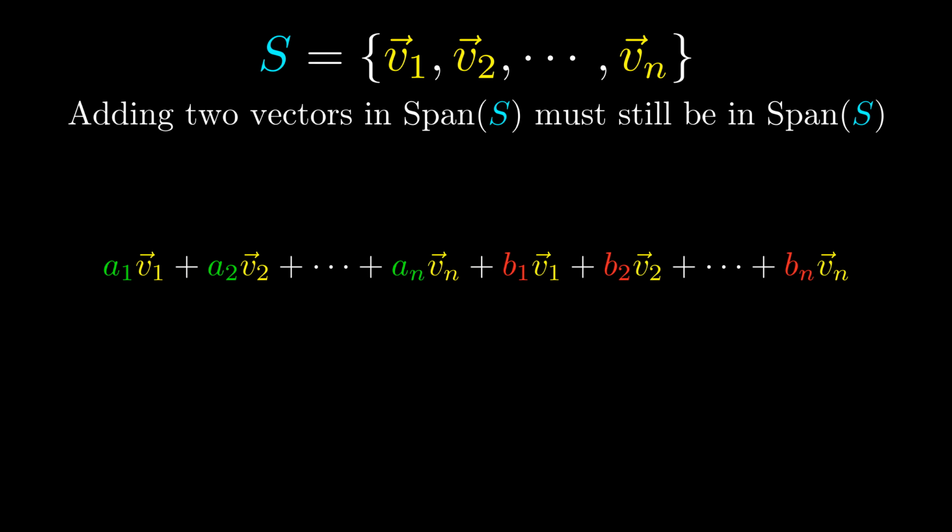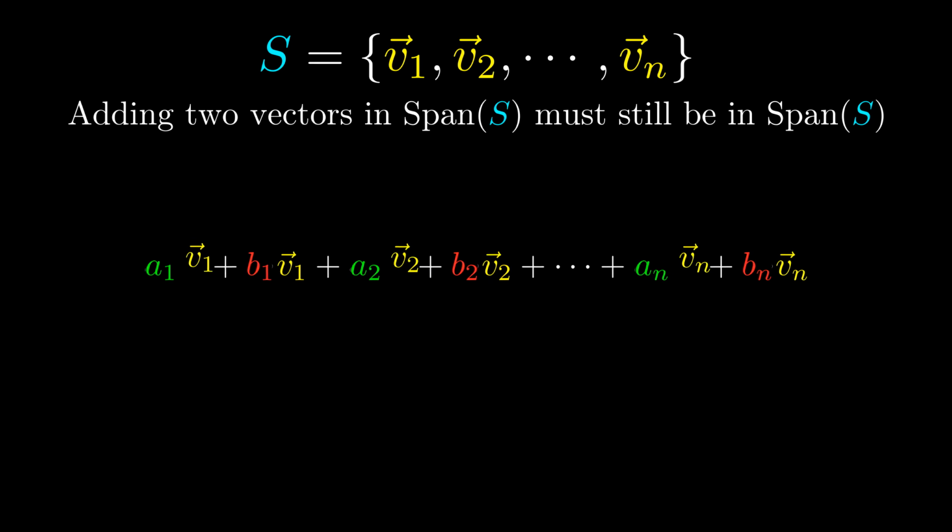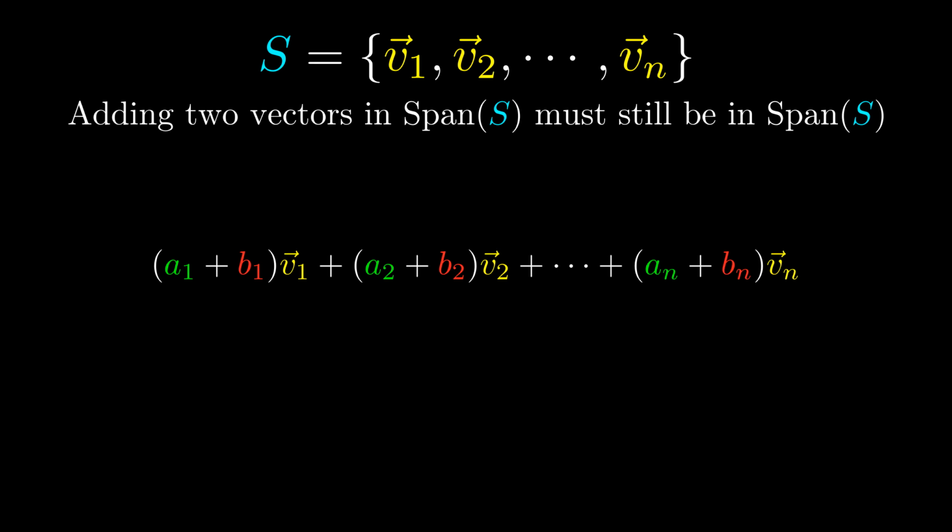To do this, we can rearrange the sum and then factor out each of the v's. At this point, notice that we have the vectors in S, each of them is multiplied by a scalar, and then the results are added together. This is a linear combination of vectors in S. Thus, this vector is in the span of S, showing that adding 2 vectors in the span of S is still in the span of S.